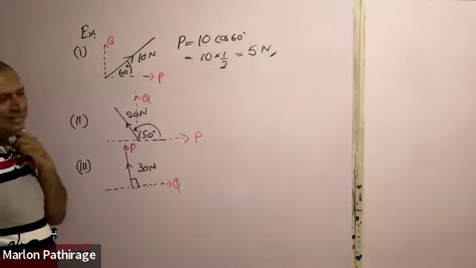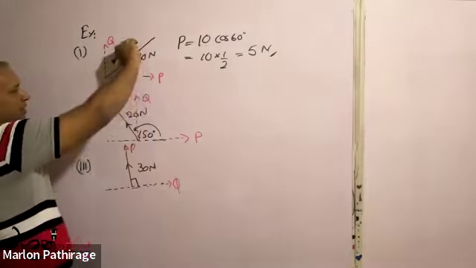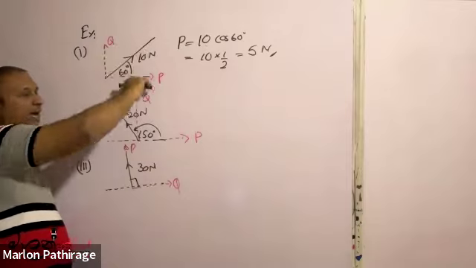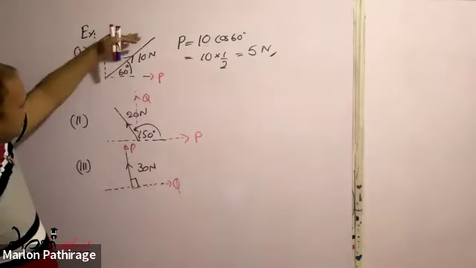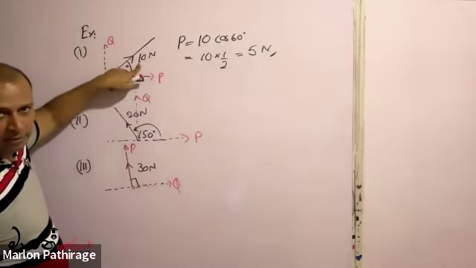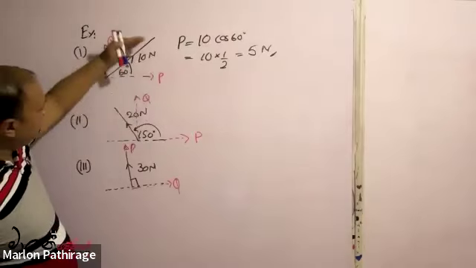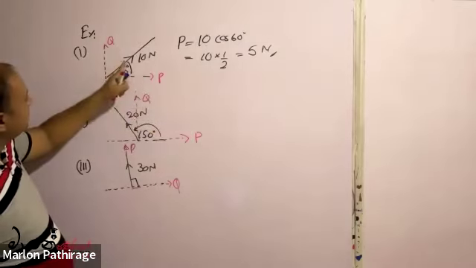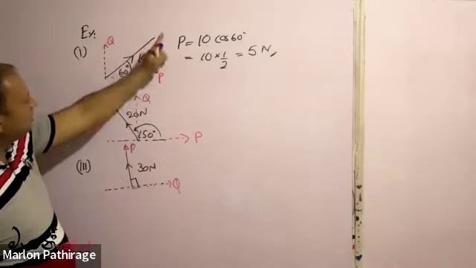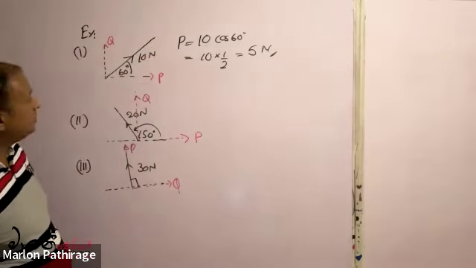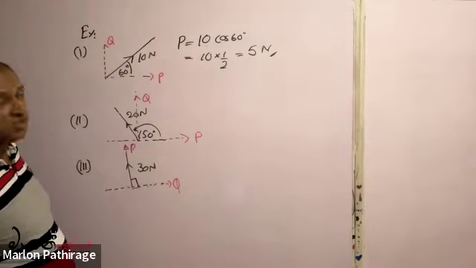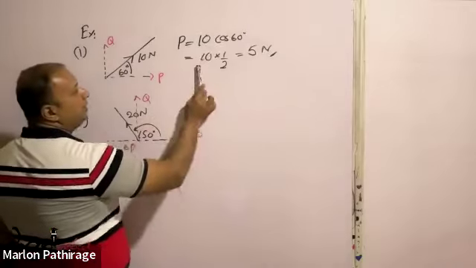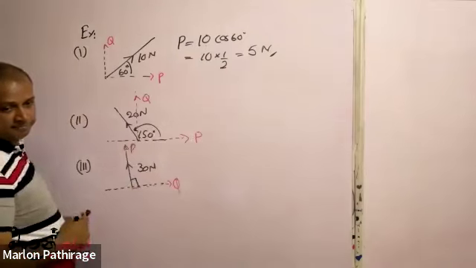Okay, analysis here. If you want to find P, you have to get the adjacent side, and you know the hypotenuse and the angle. So P is equal to 10 times cos 60, as it is the adjacent side. Cos 60 is half, so 10 into half is equal to 5 Newton.